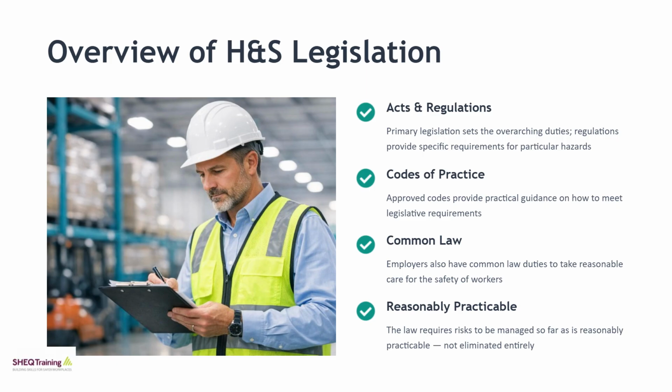Let's start with an overview of the legislative landscape. Health and safety law operates at several levels. At the top, you have primary acts of Parliament. These set overarching duties for employers, workers, and others. Below that, regulations deal with specific hazards or industries. Approved codes of practice provide practical guidance on meeting those requirements. They are not law themselves, but if you follow them, you're generally considered compliant. There are also common law duties, obligations that have developed through court decisions over many years.